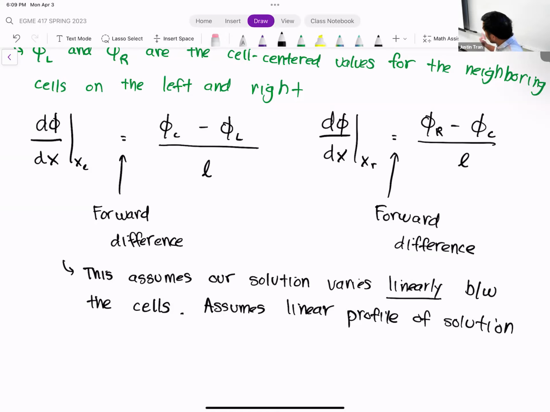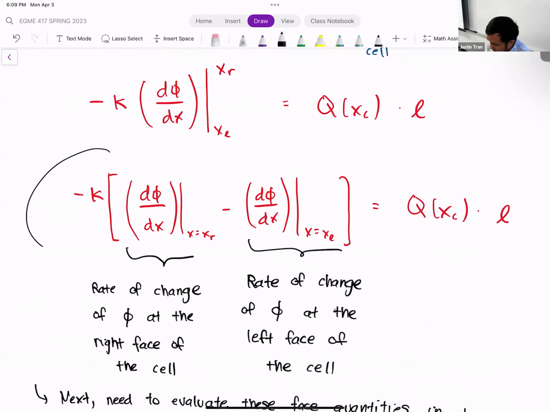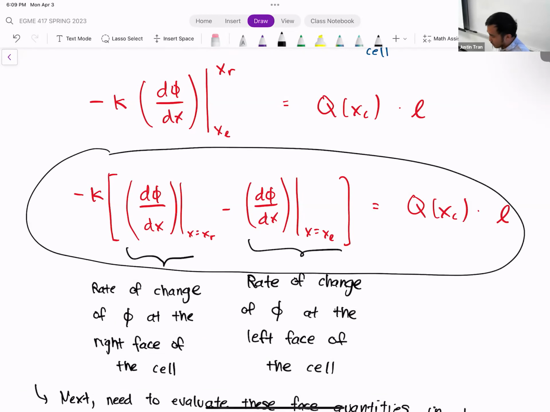Okay, so let's go ahead and put this all together. We took that detour, but remember, what we're working with is essentially this equation up here. Let's put these expressions back in there, simplify it a little bit, and then we're going to arrive at our final equation.